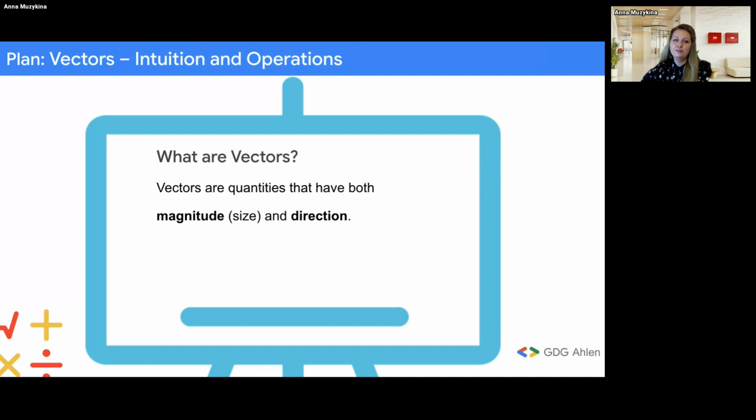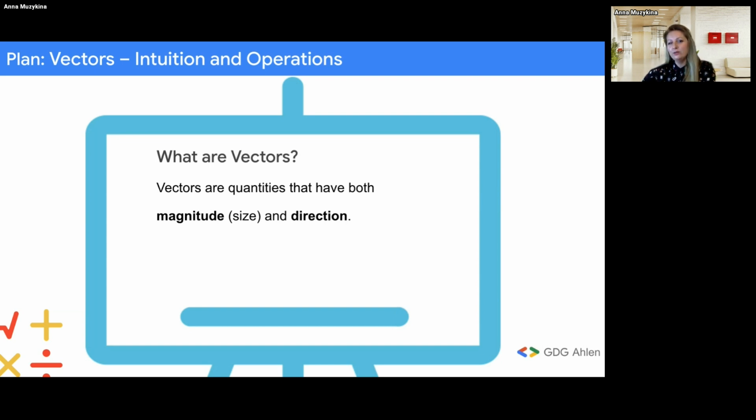Now let's move on to vectors. Unlike scalars, vectors have both magnitude and direction. Think of an arrow pointing in a specific direction with a certain length. The length of the arrow represents the magnitude, and the direction it points represents the direction of the vector.